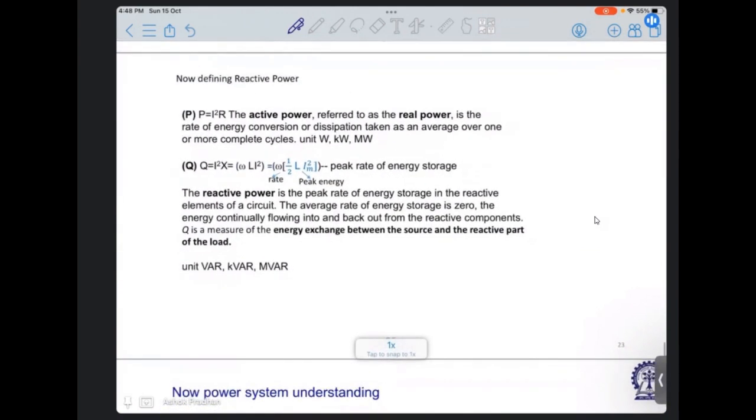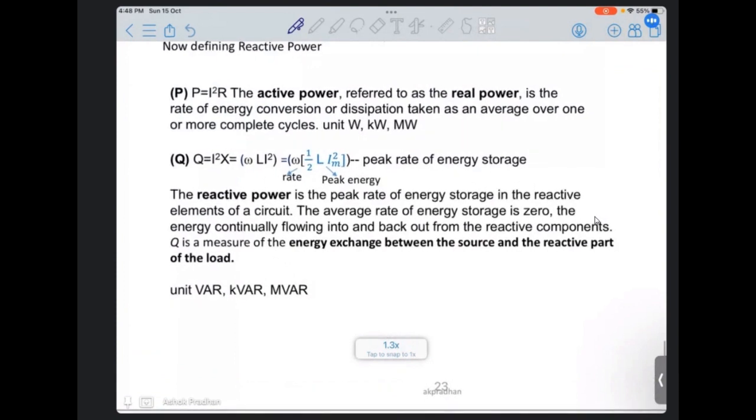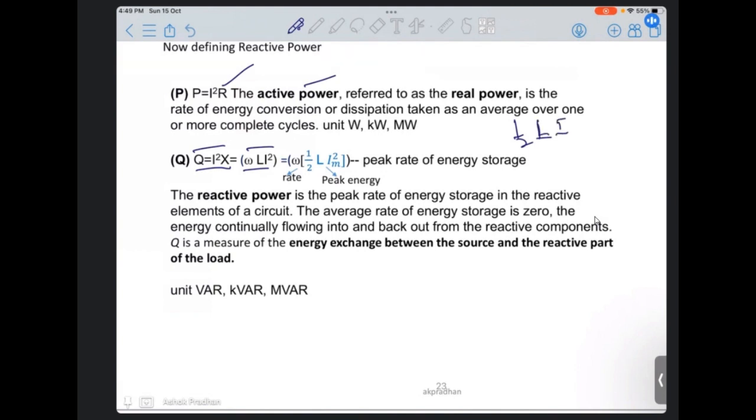Now come to the definition of reactive power, what is there in the book. I am consuming more time on the presentation. So I square R, that is active power. What is Q? Q is I square X, that becomes omega L I square, and that becomes omega L I m square. If we do that, it becomes half. So we see here the half L i square formula you know, half L i square. At the peak value I m, that becomes half L m I square. So Q is called the peak rate of energy storage.